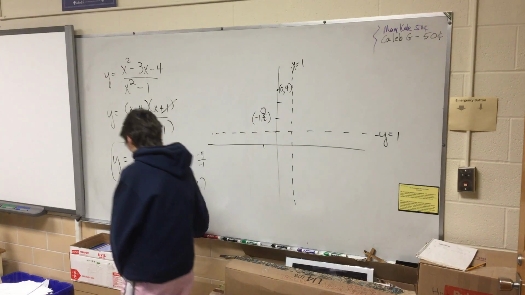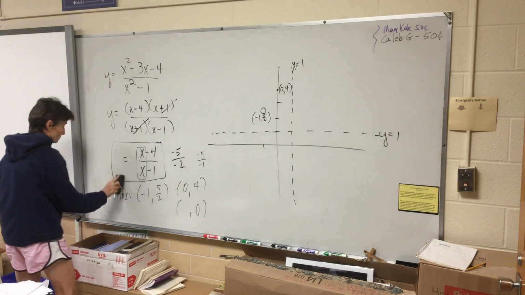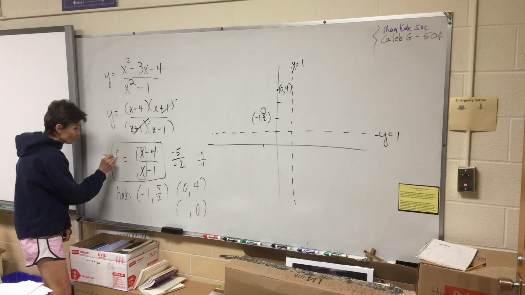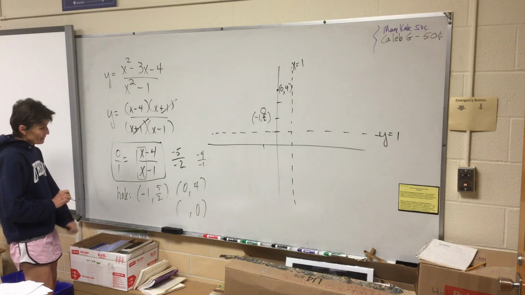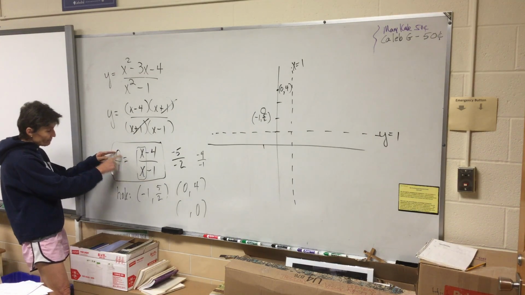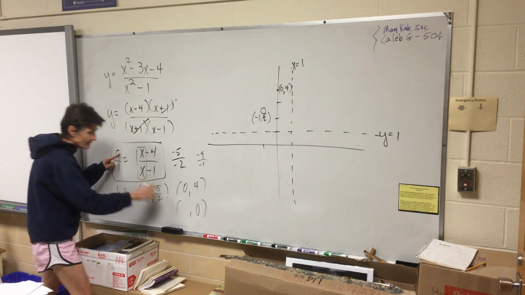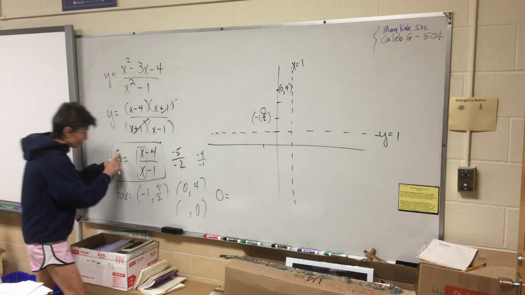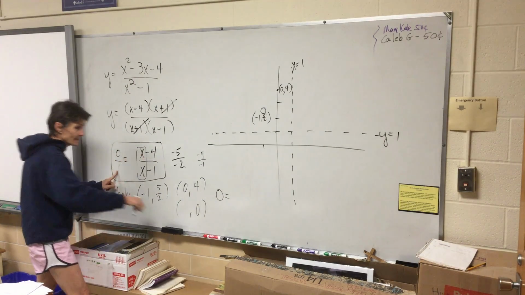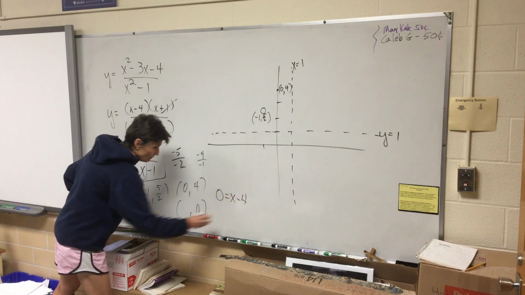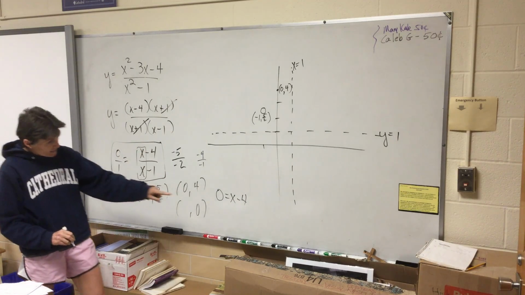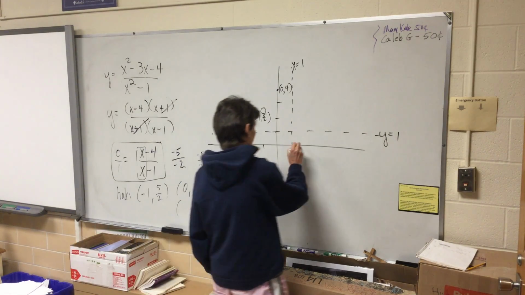Now I'm going to let y be 0, or 0 over 1, and I'm going to cross multiply. So 0 times anything is just 0, and 1 times anything is just itself. So when I solve that, do I get x equals 4 also?